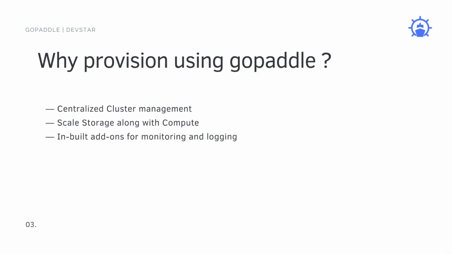Now, why do we use gopaddle in order to provision storage on EKS? As we know, gopaddle offers a centralized cluster management solution for provisioning Kubernetes across AWS, Google, or Azure. In case of EKS cluster, we can provision different types of node pools from a single console. Also, when the node pool, that is the compute, scales up, the underlying storage layer automatically scales up. And lastly, gopaddle offers a few add-ons that will help you in order to do debugging or monitoring.